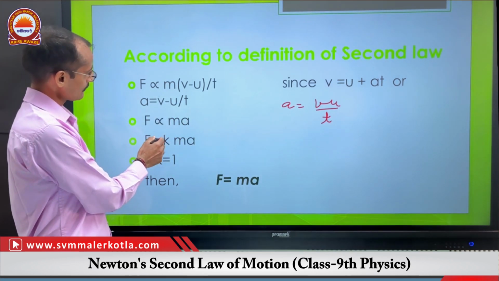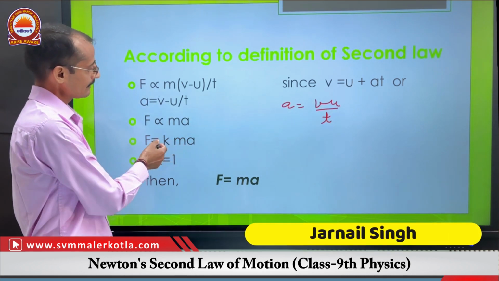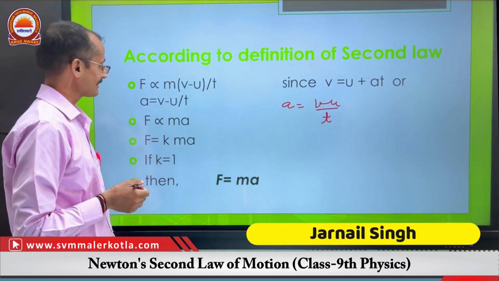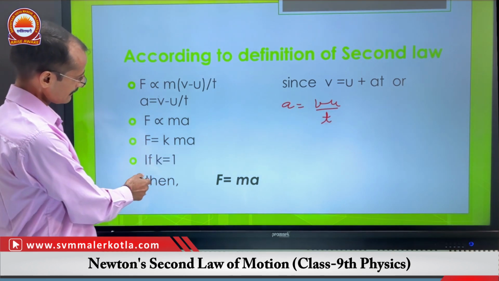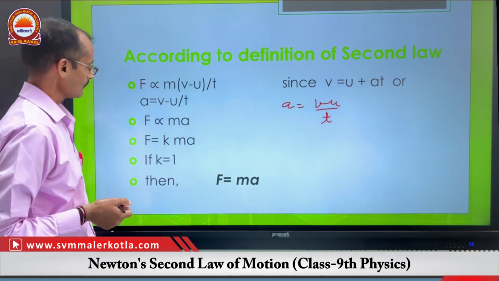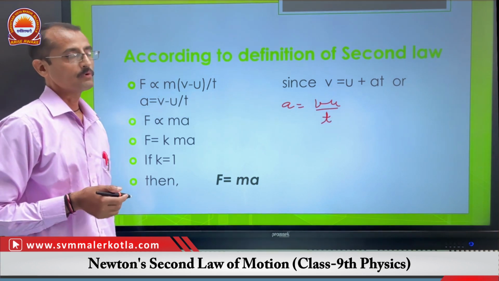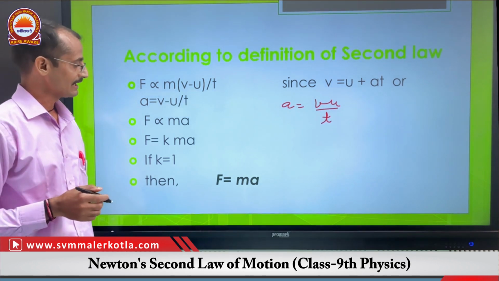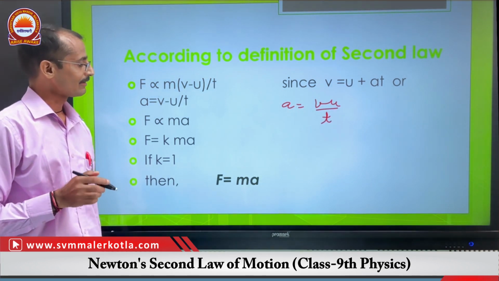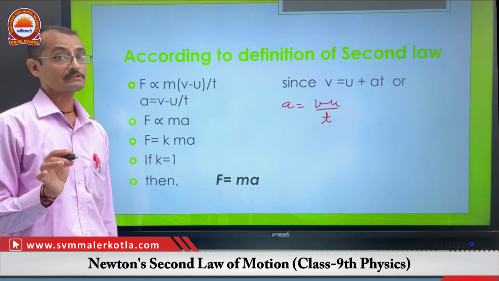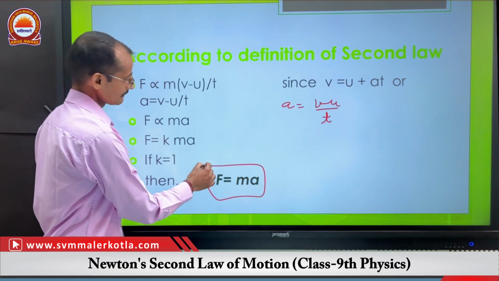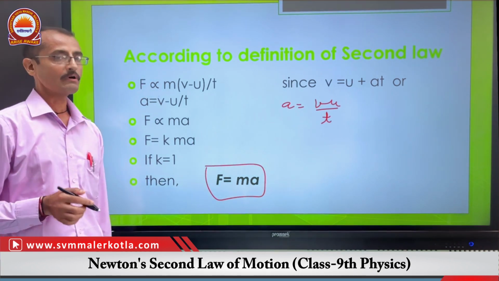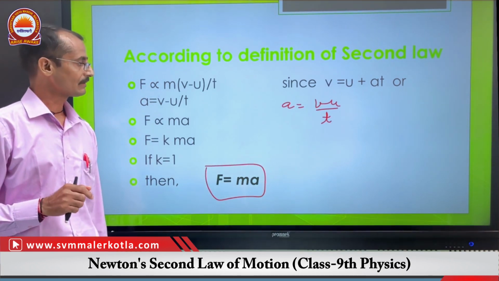Now F is equal to k into ma. Here k is the proportionality constant, and if the value of k is 1, then F is equal to ma, meaning force is equal to mass into acceleration. So Newton's second law of motion gives us the measure of force, and that force is equal to m into a. So this is all about Newton's second law of motion.